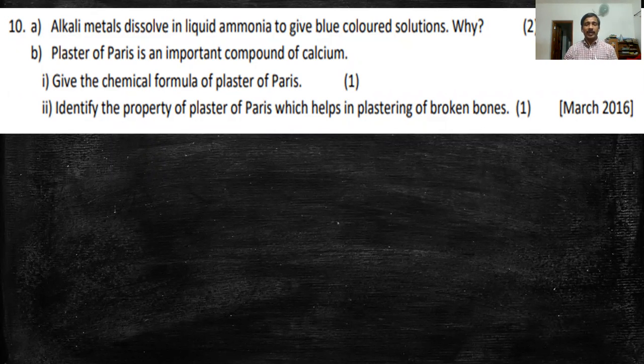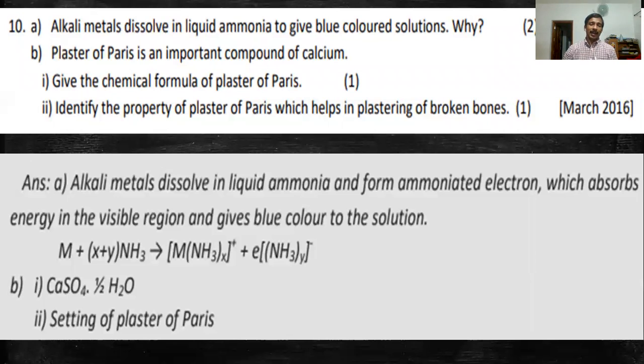B. Plaster of Paris is an important compound of calcium. Give the chemical formula of plaster of Paris. CaSO4·½H2O. Identify the property of plaster of Paris which helps in plastering of broken bones. When it is mixed with water, it will set immediately. When it is setting, it slightly swells.